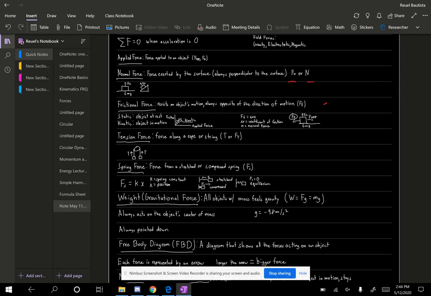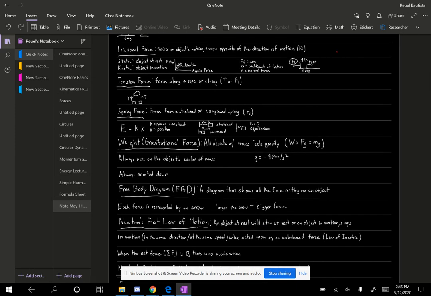So when you're seeing the coefficient of static friction or the coefficient of kinetic friction, the coefficient of static friction will be greater than the coefficient of kinetic friction. An important thing about friction forces is this equation, the fun equation. The force of friction is equal to mu times N, where mu is the coefficient of friction and N is the normal force applied.